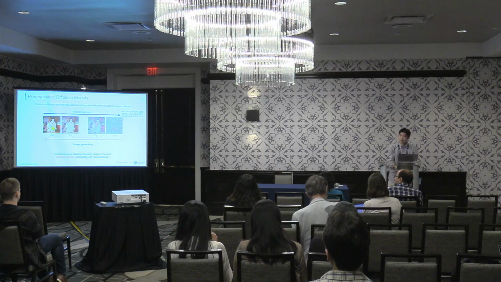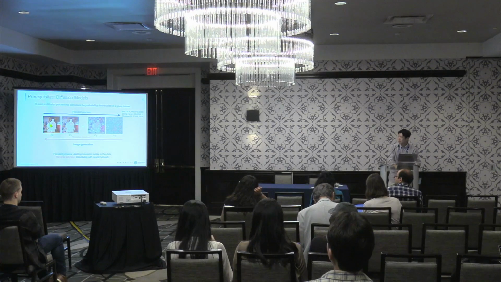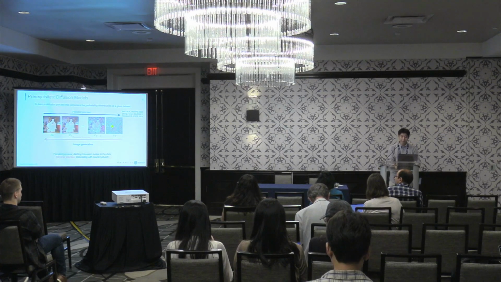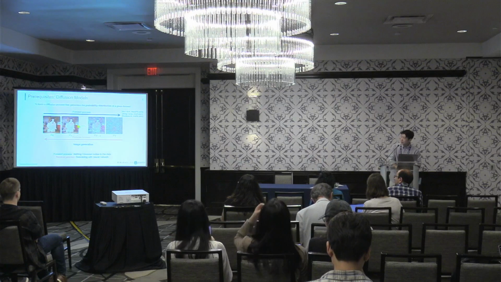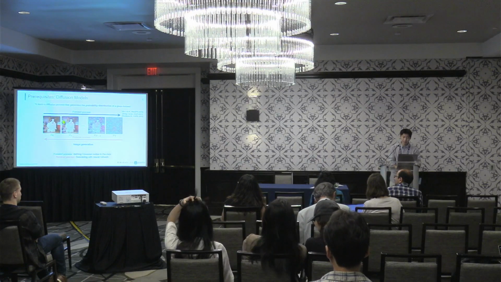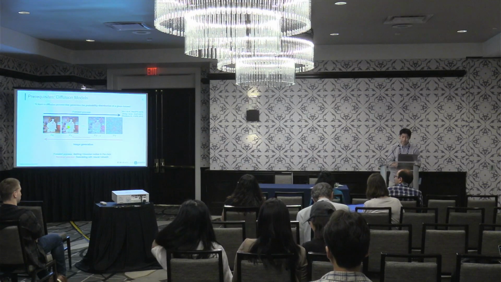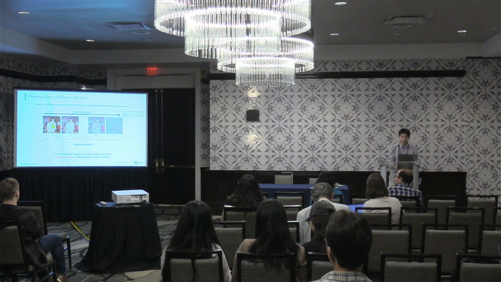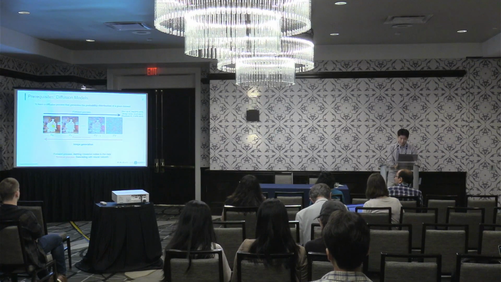Assume we have a clean image here. The diffusion model has a two-directional process. Starting from left to right is the forward process, which adds Gaussian noise gradually. Then from right to left is the reverse process, which does denoising with a neural network iteratively until we get the clean data. This is the basic concept of diffusion models.